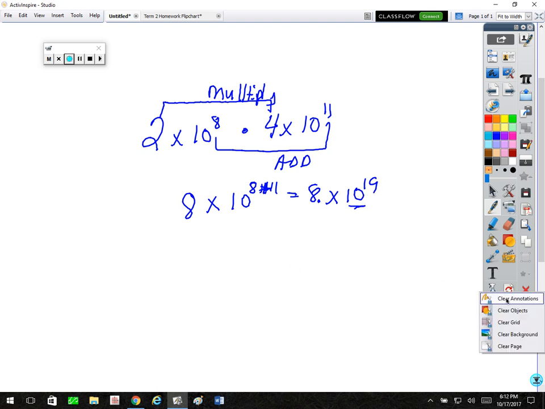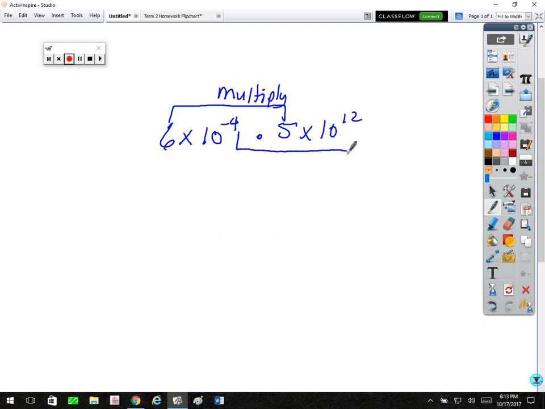Okay. Let's try one where we have to do a little adjusting of our coefficient and our exponent. What if I was to do something like 6 times 10 to the negative 4th power times 5 times 10 to the 12th power. All right, same concept. You're multiplying your coefficients, and we're going to add the exponents. Remember, we can rewrite this again as 6 times 5, coefficients in 1, times 10 to the negative 4th times 10 to the 12th power. Same thing. You're multiplying your coefficients, adding your exponents.